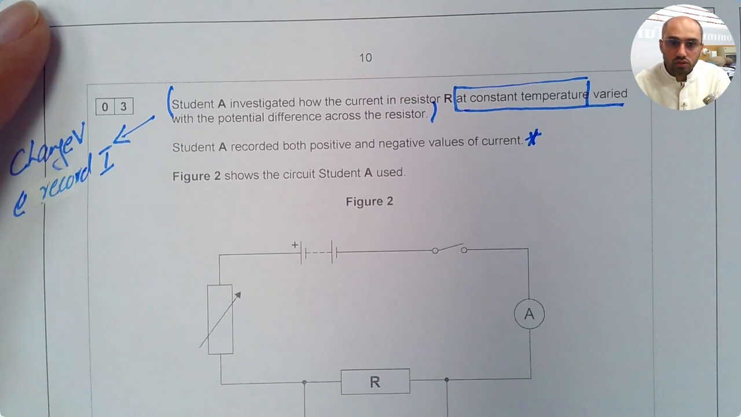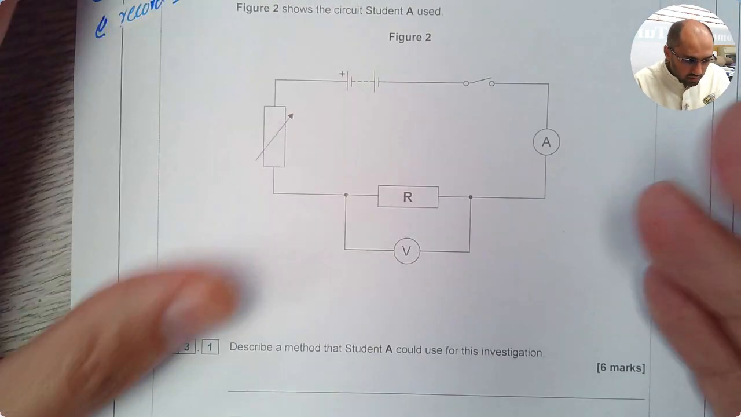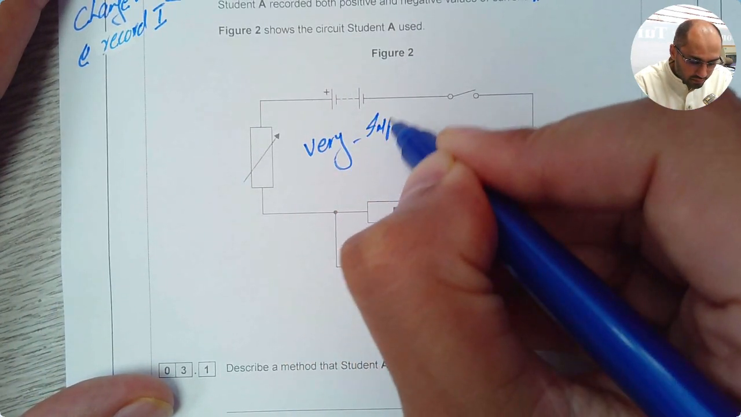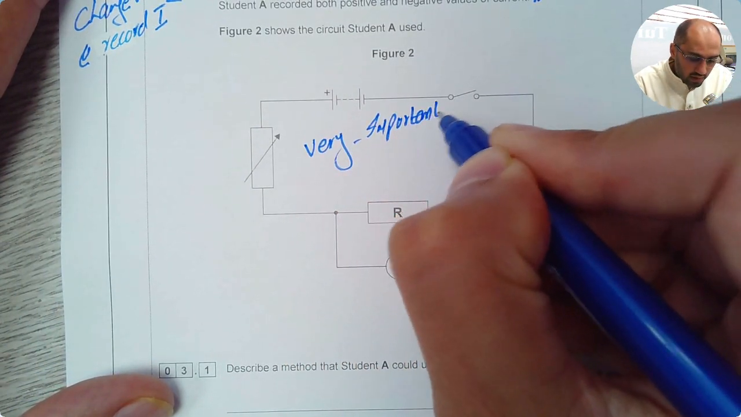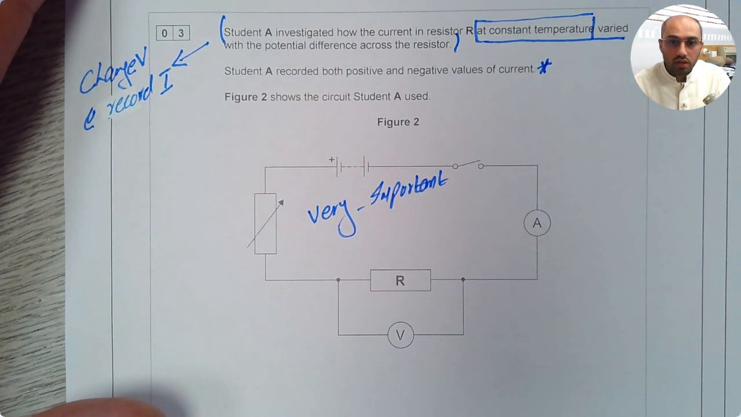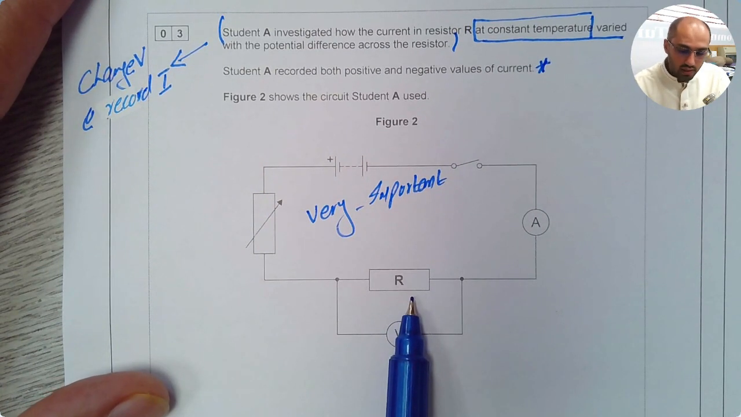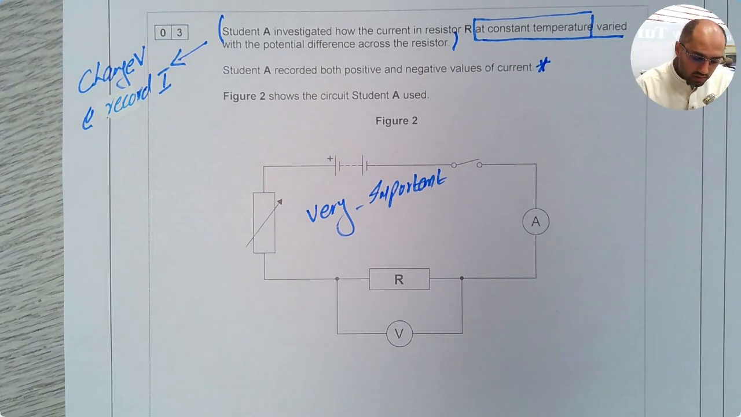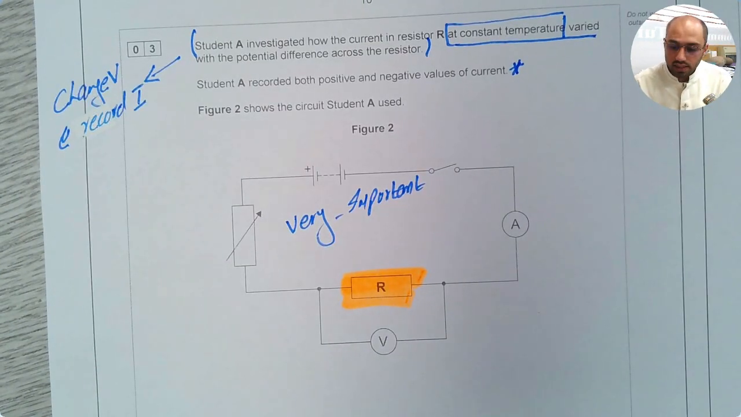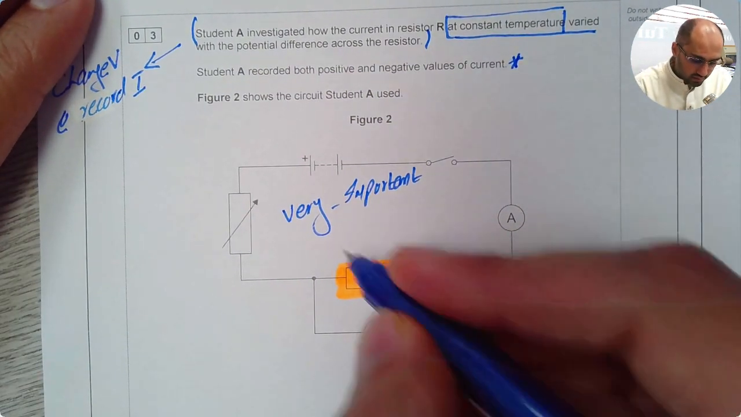Then it says figure 2 shows the circuit student A used. Now this circuit is a very important circuit. Every single time you have to investigate the resistance of a component, you will always make use of this circuit. And it is only this section that will change. The remaining section will always remain the same. So let's quickly have a look at this circuit. This is a series circuit.